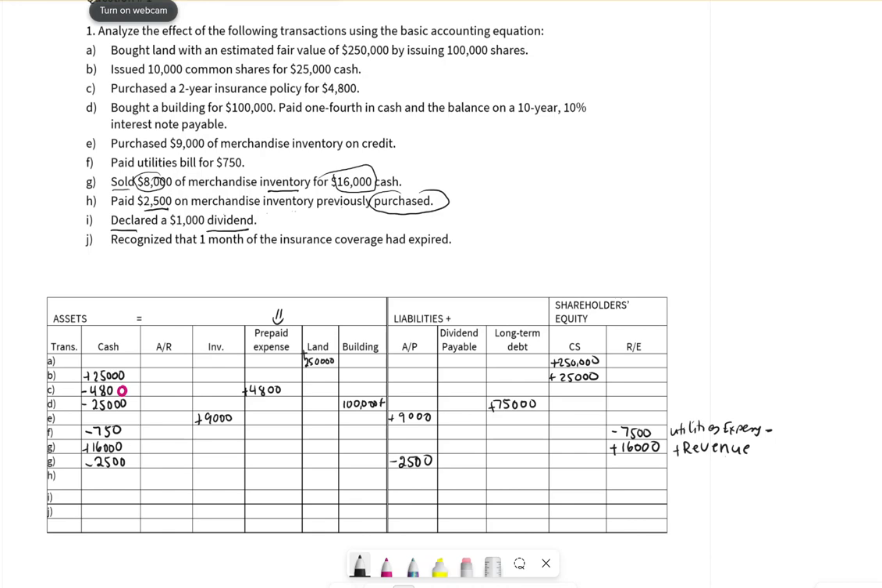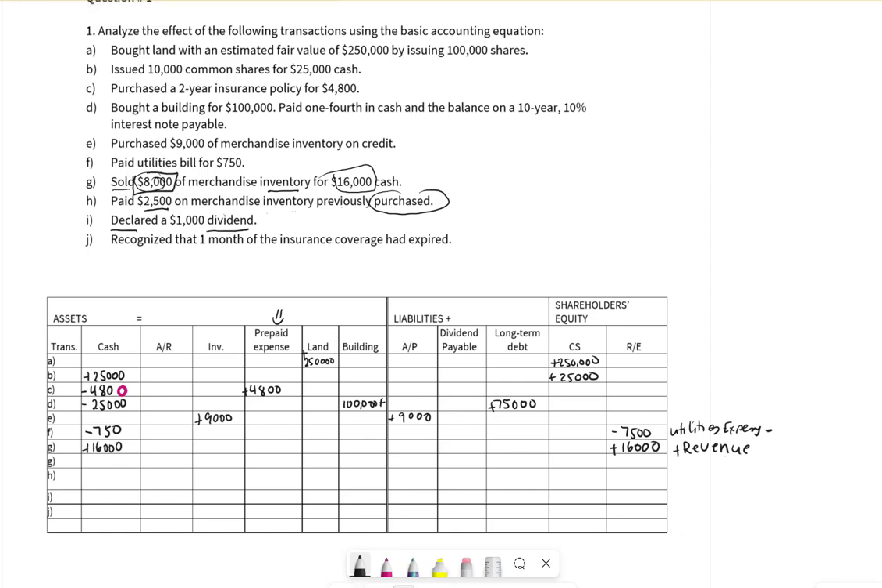So in I, what did we do? I have two G's. So in this case we have two G's. Did they tell us we had two transactions in G? I'm going to show you that second transaction too. I only did one transaction. We sold it for 16, but the cost of that inventory was 8,000.